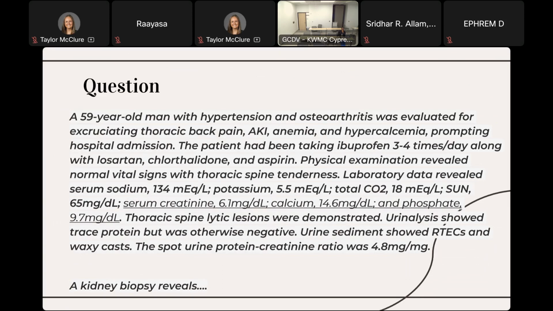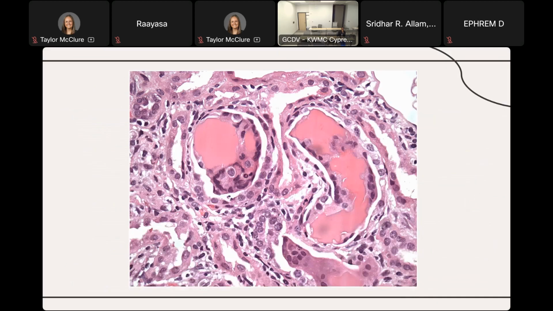So high calcium, high phosphorus, acute kidney injury. Thoracic spine lytic lesions were demonstrated on the X-ray. Urinalysis shows trace protein but is otherwise negative. His urine sediment shows tubular epithelial cells and waxy casts. The spot protein to creatinine ratio was 4.8 grams per gram, so that is nephrotic range proteinuria. A kidney biopsy is done for this patient with hypercalcemia, and you see this. What do you see?